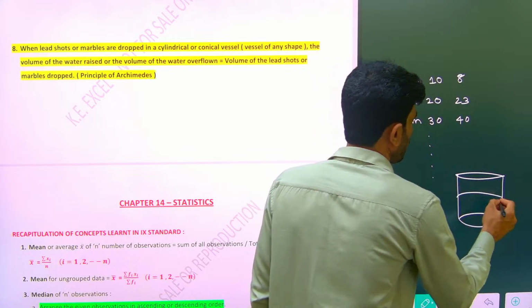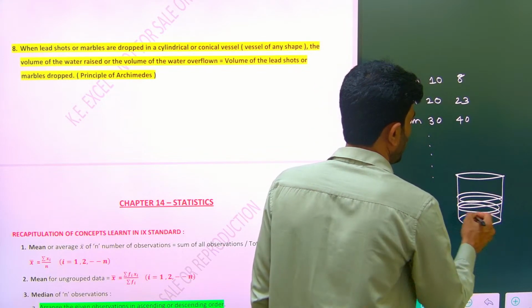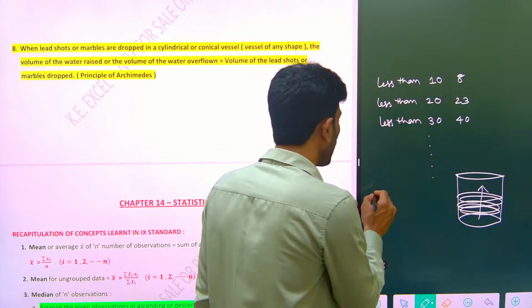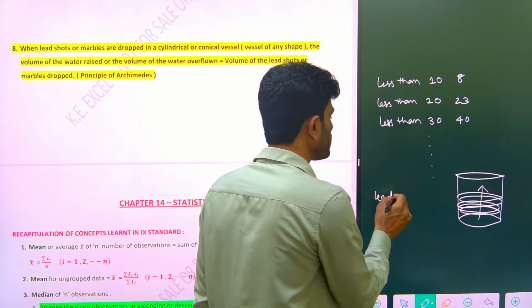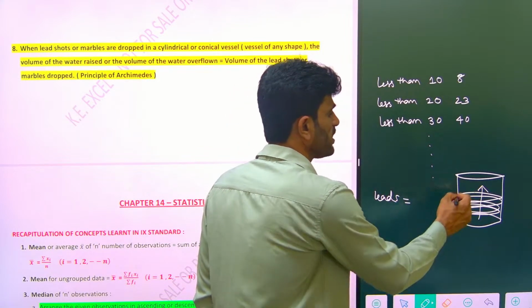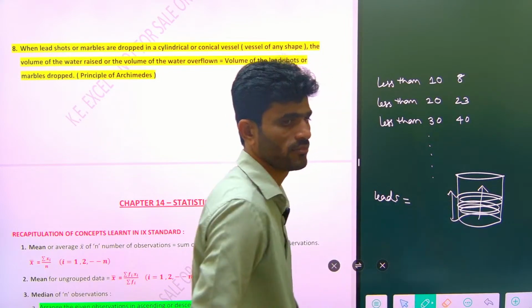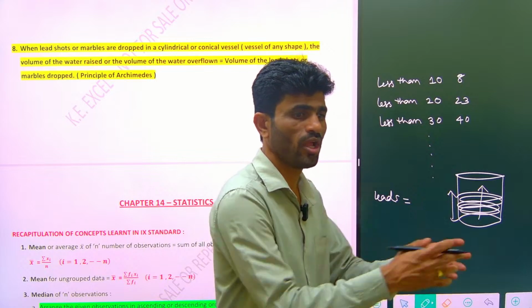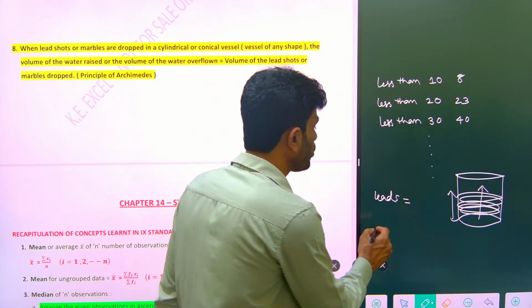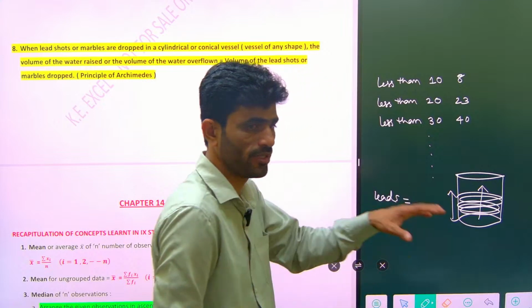Okay, you are dropping marbles inside. Then what happens? The water level will be raised. Then in that case, the volume of lead shots or marbles, whatever you are dropping inside, will be equal to the volume of the cylinder, this cylinder. If you are dropping in the cone, the volume of the cone. Did you understand?